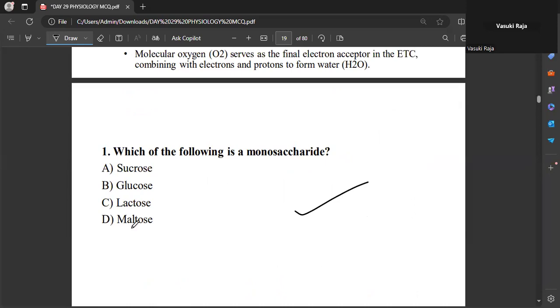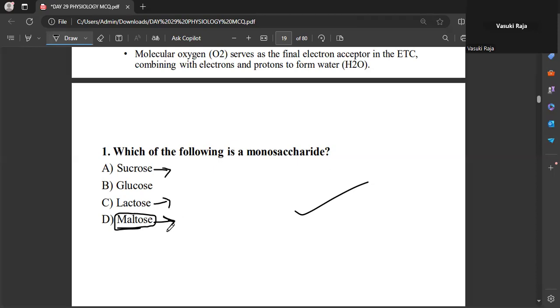On hydrolysis of maltose, what are we going to get? On hydrolysis of sucrose, we are getting glucose plus fructose, right? On hydrolysis of lactose, we are getting glucose plus galactose.